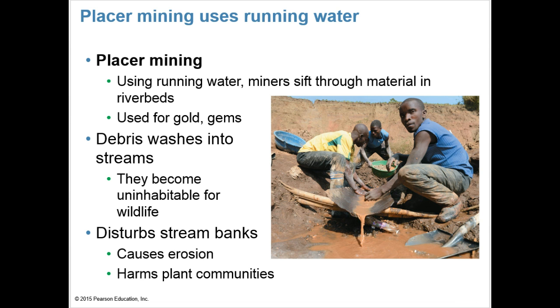Placer mining uses running water. Placer mining has miners sifting through material in riverbeds. And we know in the U.S. we've used this in the past for mining of gold and gems. It occurs that the debris washes into the streams and then they become uninhabitable for wildlife. And this disturbs our stream banks and causes erosion and can harm plant communities.